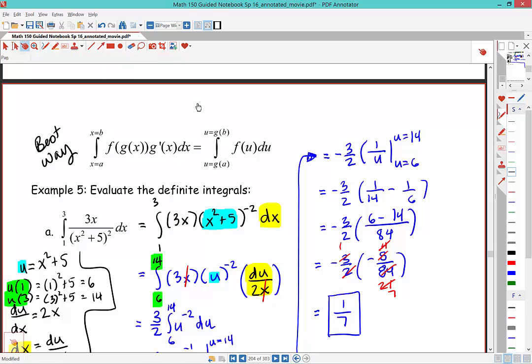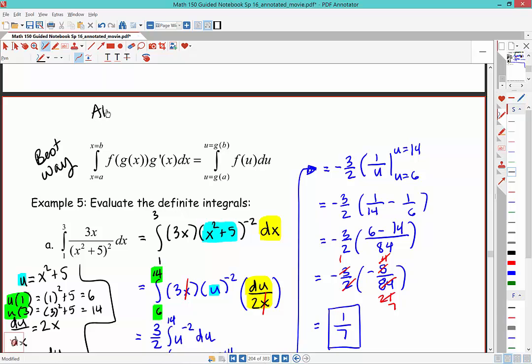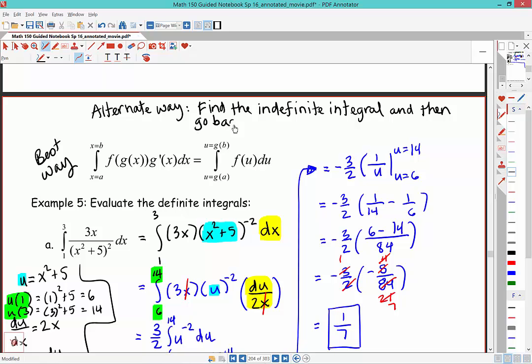But an alternate way would be to find the indefinite integral, and then go back to the problem, back to the original, and plug in the original limits of integration. Okay. All right, so I'm going to say C above, and we'll do the same problem, okay?